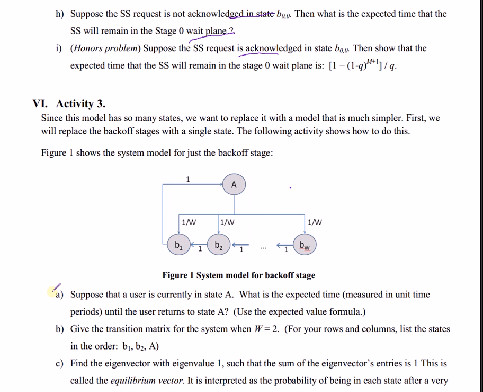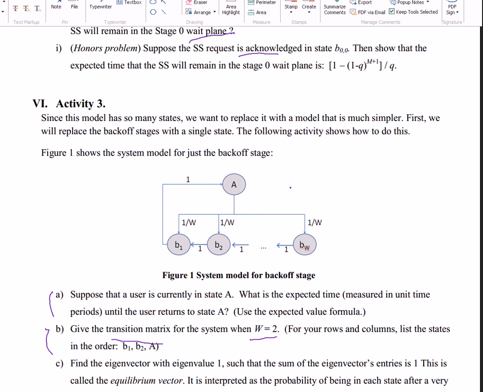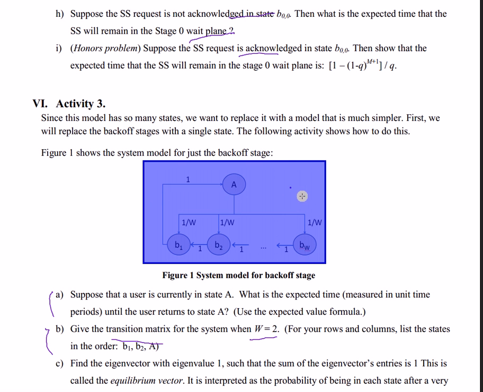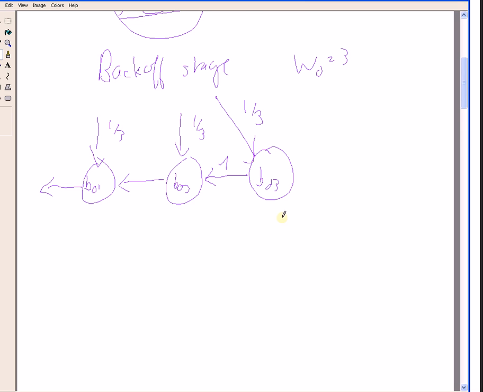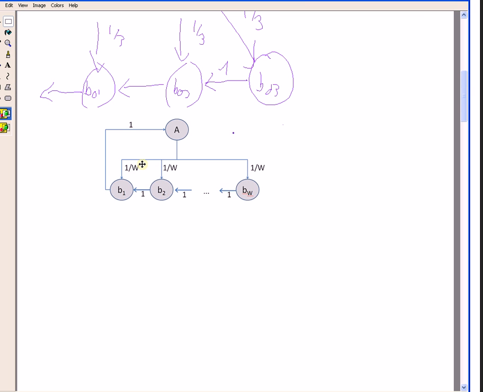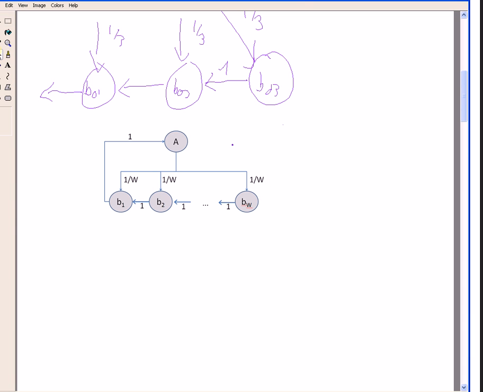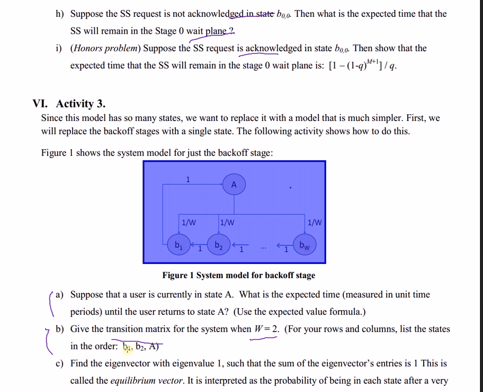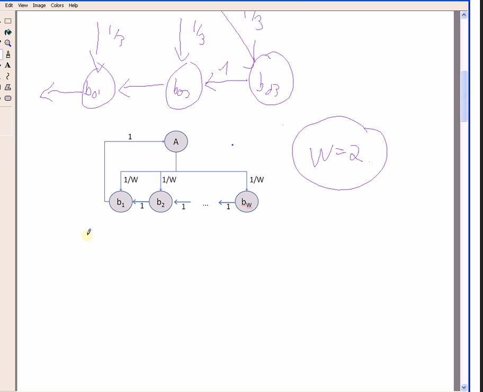Okay, so I'm asking several questions about this system. One thing I'm asking about is the transition matrix when W equals 2. Okay, so let's take a look at that. So here's my system, and I want the transition matrix for the case where W equals 2. Now I think I specified what the ordering of the states should be. Yeah, so I'm going to order them this way: B1, B2, and A. All right, so the transition matrix.